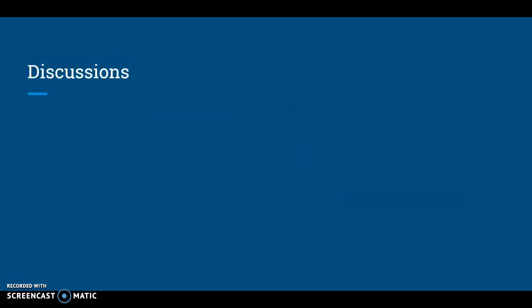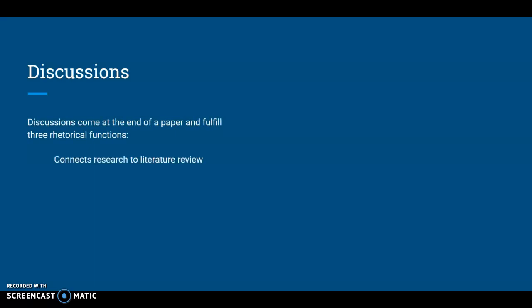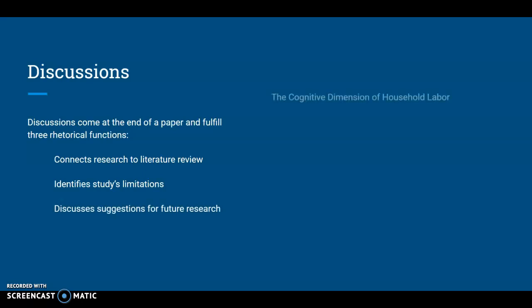Next, let's talk about the discussions. So these come at the end of the paper and fulfill 3 rhetorical functions. They connect research to the literature review, they identify studies' limitations, and they discuss suggestions for future research. So the first example I'll look at here is the cognitive dimension of household labor.